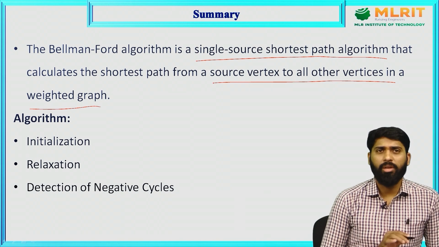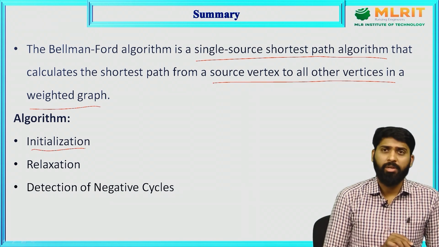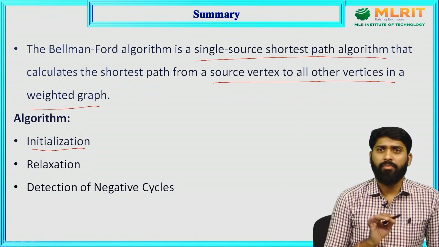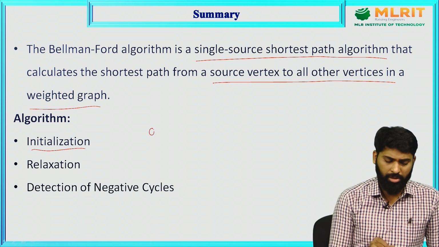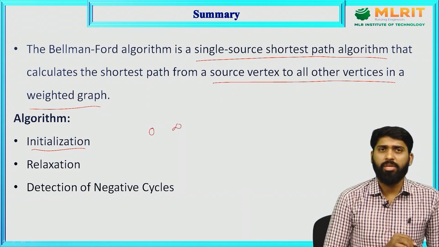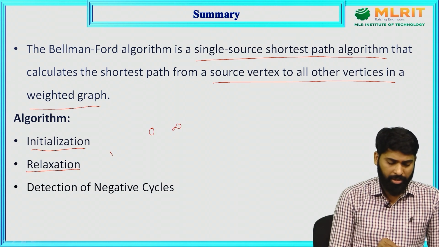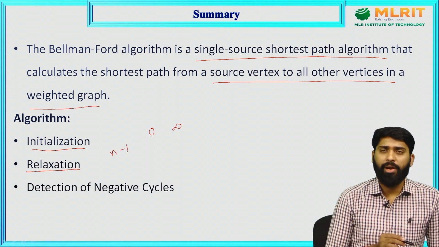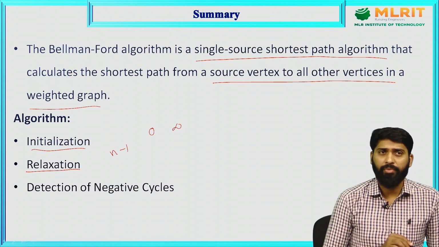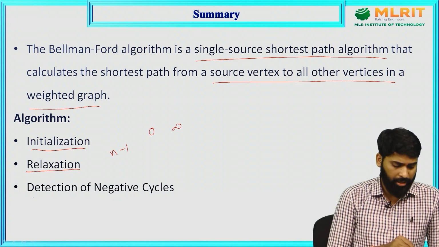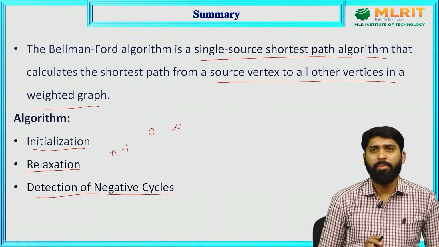This algorithm has three parts. One is initialization. In initialization we initialize the source vertex distance as 0 and the remaining vertices' distance as infinity. In the relaxation phase, n minus 1 times we find the distances of all the edges present in the graph, and the last step is detection of negative cycles. Okay, so this is about the Bellman-Ford algorithm.